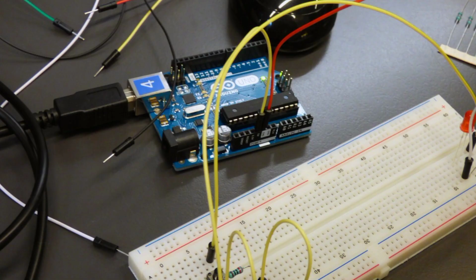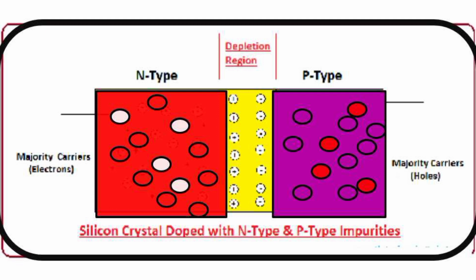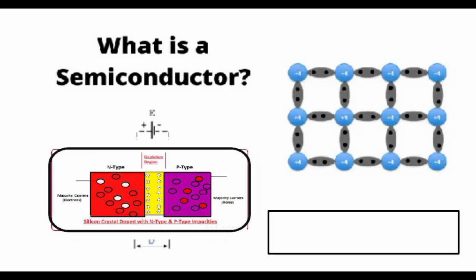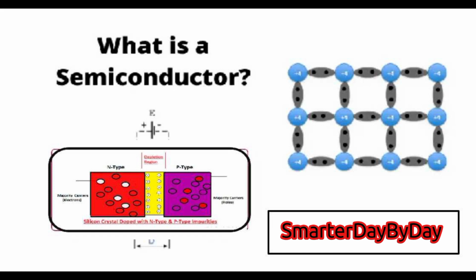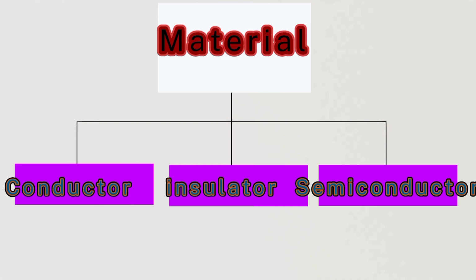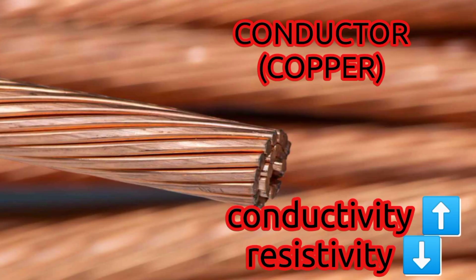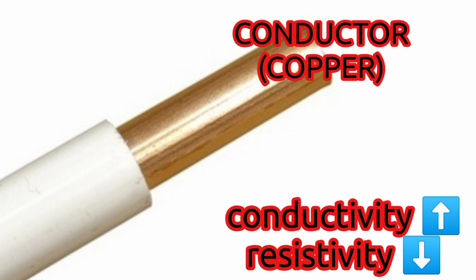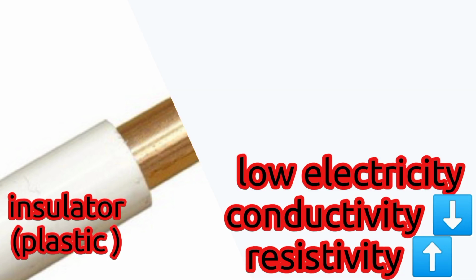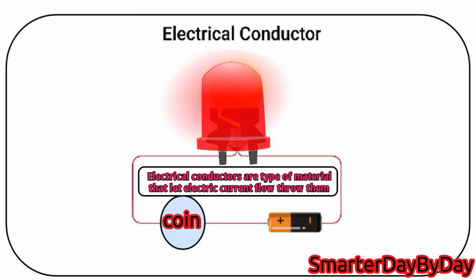The construction and working of a diode is based upon the semiconductor and its properties. Before understanding a diode, we must first understand what a semiconductor is. On the basis of conductivity, materials are broadly classified as conductor, insulator and semiconductor. A conductor like copper has very high electrical conductivity and very low electrical resistivity. On the other hand, an insulator like plastic has very low electrical conductivity and very high electrical resistivity. The electrical conductivity of a semiconductor lies in between the conductors and insulators.